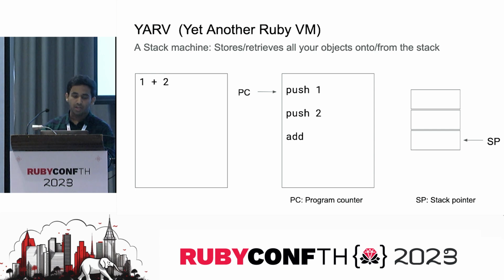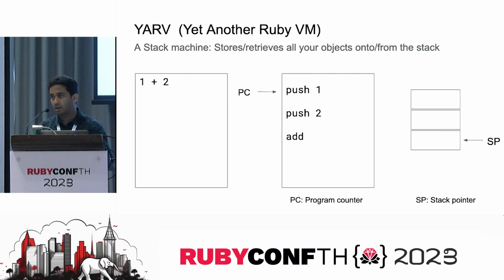Let's take a look at how these machines work under the hood. First off, we have YARV. Let's say you have a simple program that does 1 plus 2. First, it will get translated into certain instructions that the Ruby VM understands. Since YARV is a stack-based machine, when you want to access certain values, you need to put those values onto a stack first, because that's how these stack-based machines work.